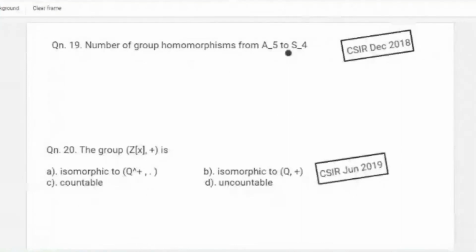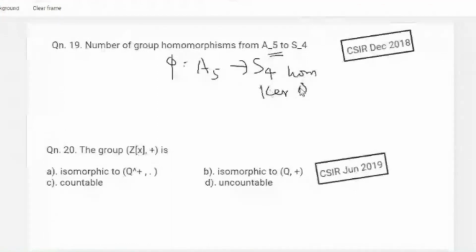Number of homomorphisms from A5 to S4. You may have some formulas to compute this, but some property of A5 can be used here. If there is a homomorphism from A5 to S4, the kernel of this homomorphism must be a normal subgroup in A5. Every kernel of a group homomorphism is a normal subgroup. If it is a ring homomorphism, it is an ideal. So it is a normal subgroup of A5. But you know, A5 is a simple group.